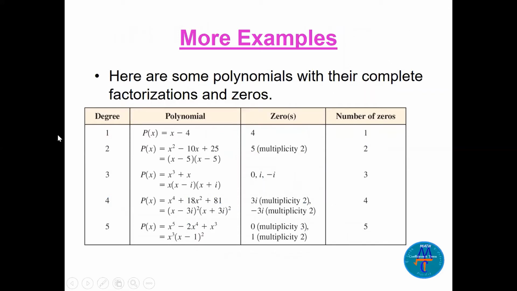Now, some examples here, simple examples. I put degree 1, this is a polynomial as an example, degree 2, another polynomial, degree 3, another polynomial, x cubed plus x, degree 4, I put x power 4 plus 18x squared plus 81. You can factor it easily. And then degree 5, there is x power 5 minus 2x power 4 plus x cubed. Just read these examples. These are the zeros with their multiplicities, and this is the number of zeros. The number of zeros is the same as the degree, total number of zeros. Now, some may be real, some may be complex, some may be repeated.